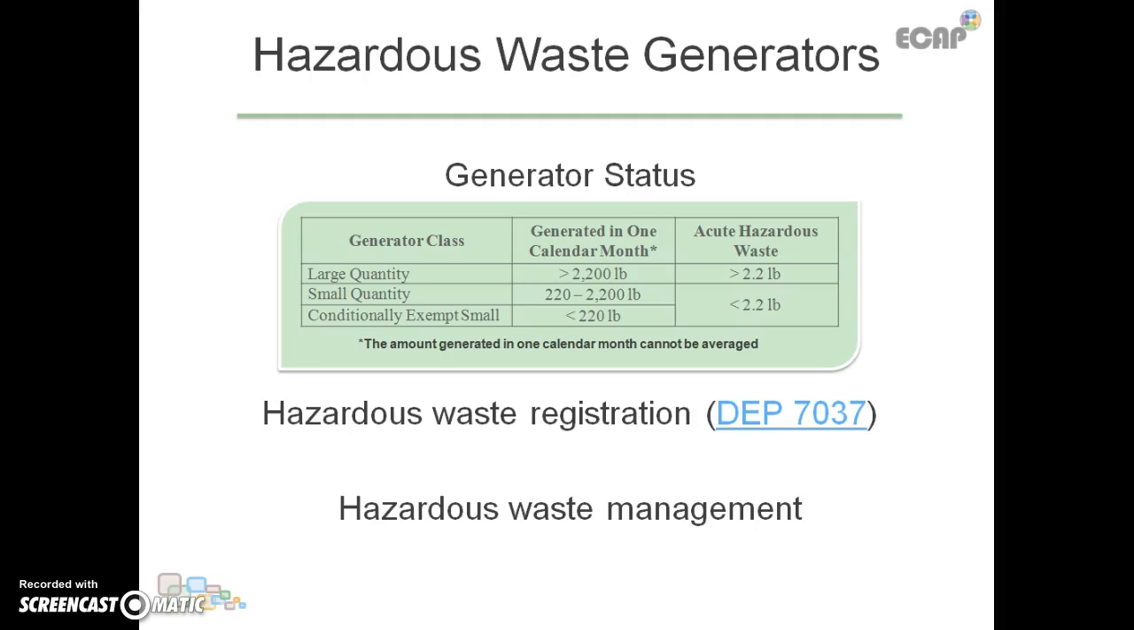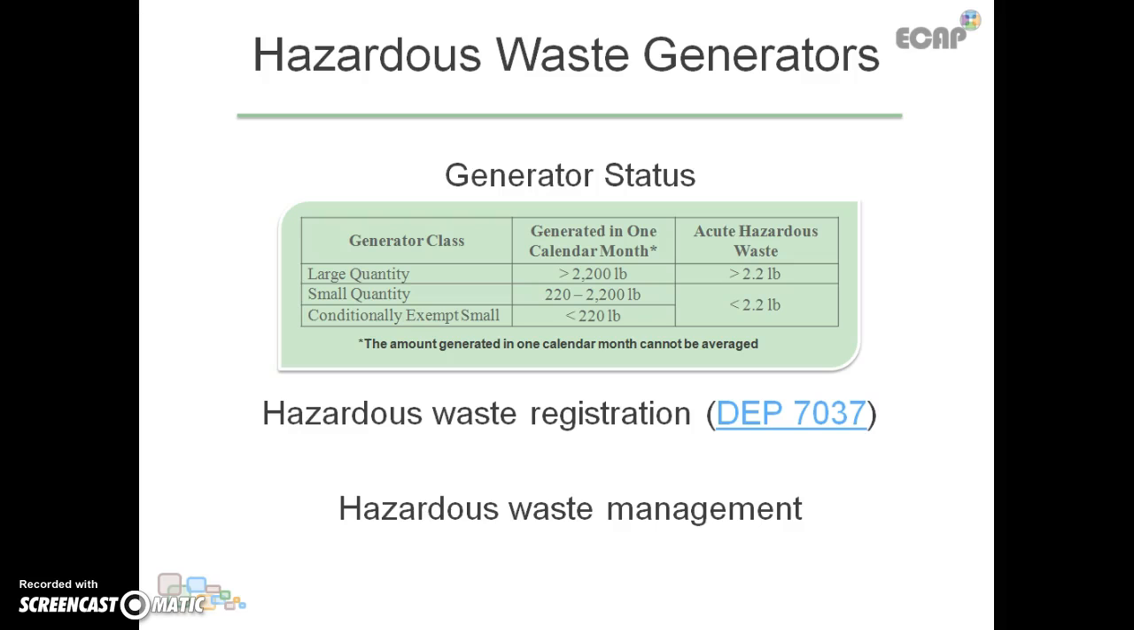If you are generating a hazardous waste, you need to determine how much hazardous waste and acute hazardous waste is being produced or generated to determine the generator status as a large quantity, small quantity, or conditionally exempt small quantity generator. As a generator, the liability for the waste generated at your site continues from the point of generation to its final destination. This is often referred to as cradle to grave.